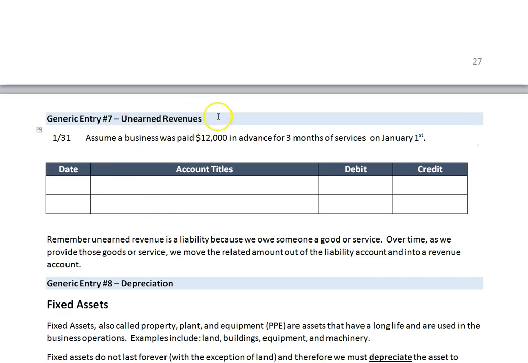All right, generic entry, unearned revenue. So remember, unearned revenue is when we're paid in advance for a good or service we have not yet delivered. So a customer pays us cash in advance, and we have not yet provided the good or service. We will, over time, provide that good or service. And it makes that $12,000, the amount we report to unearned revenues, a liability. Remember, this is a liability account.